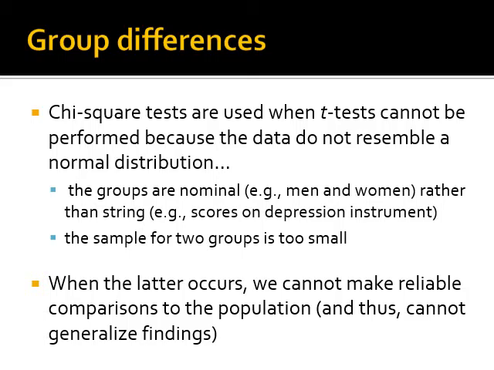Just to summarize this in the next bullet, when the latter occurs, so when you have a sample size that's too small, or groups that are not scale, you're not using a scaled measurement method, instead you're using categorical or nominal variables, we cannot make reliable comparisons to the population and thus cannot generalize findings, and we therefore use chi-square.